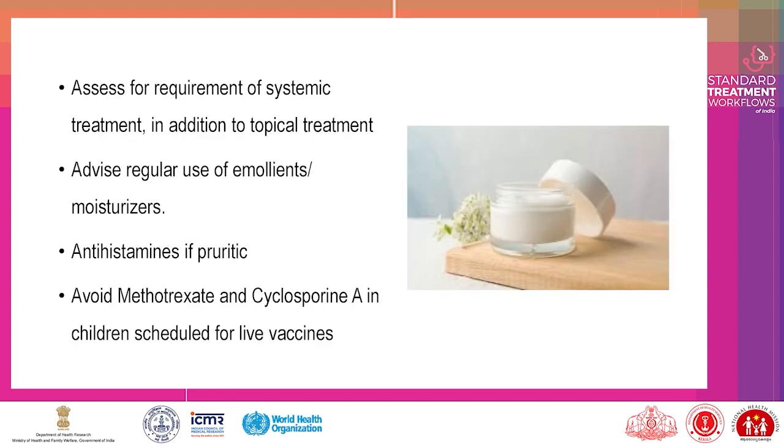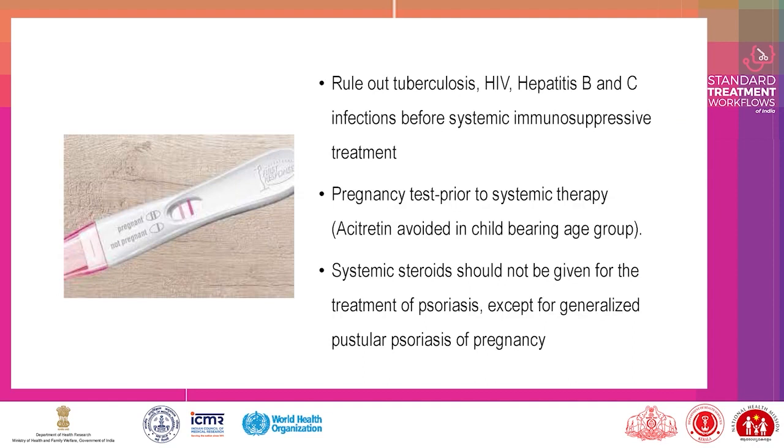and alcohol. Assess for requirement of systemic treatment in addition to topical treatment. Advise regular use of emollients and moisturizers. Antihistamines if pruritic. Avoid methotrexate and cyclosporin A in children scheduled for live vaccines. Rule out tuberculosis, HIV, hepatitis B and C infections before systemic immunosuppressive treatment. Pregnancy test prior to systemic therapy.